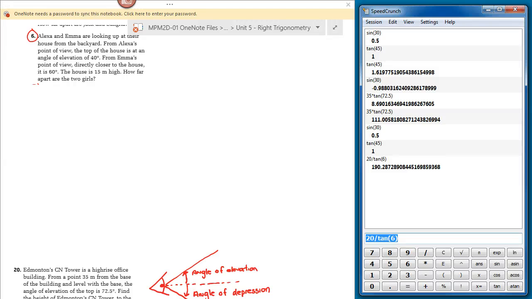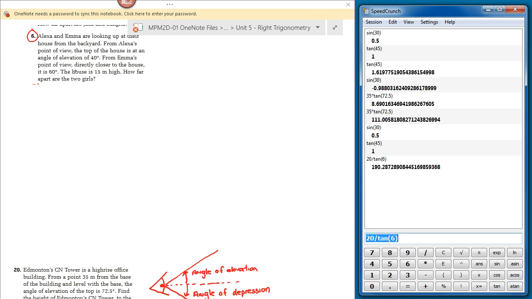Okay, in this video we're going to look at question 6. Alexa and Emma are looking up at their house from their backyard. From Alexa's point of view, the top of the house is at an angle of elevation of 40 degrees. From Emma's point of view, directly closer to the house, it is 60 degrees. The house is 15 meters high. How far apart are the two girls?